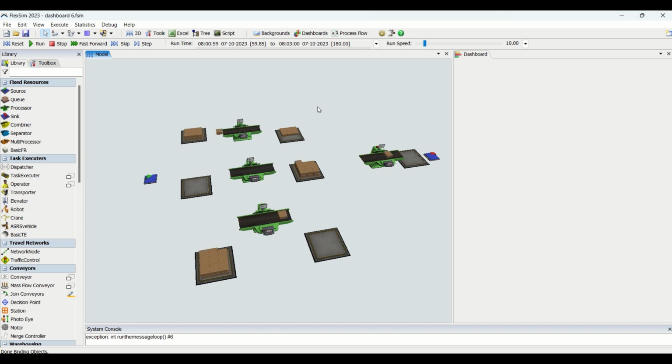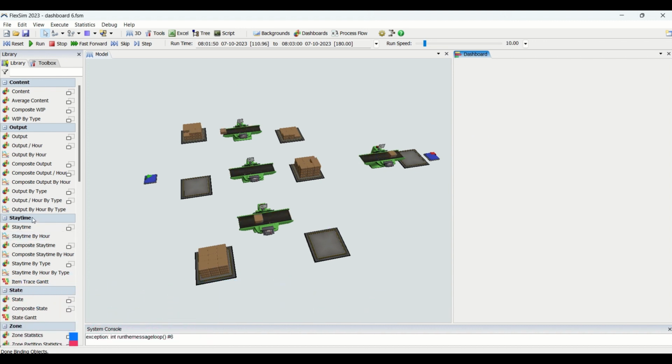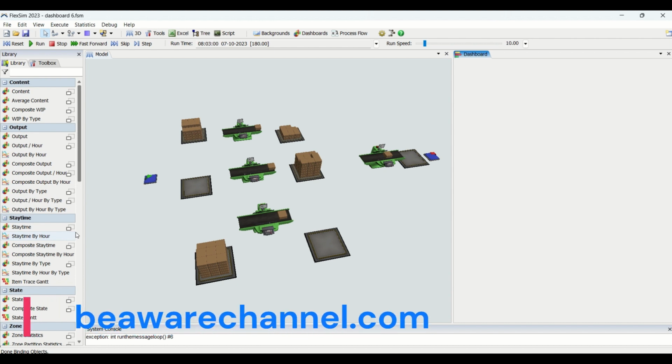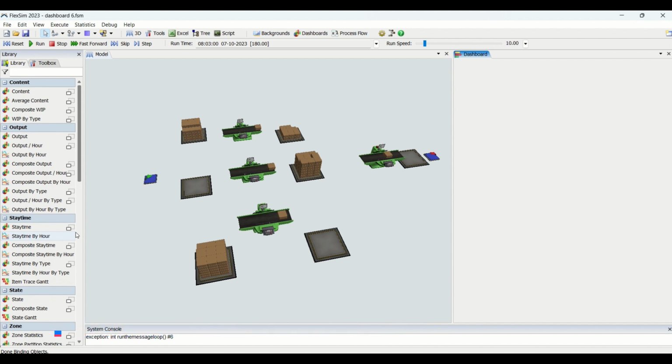In today's video we are going to understand the statistical graphs in Flexsim for stay time. We have already created videos on content creation graphs and graphs related to output analysis. In this video we are going to analyze what stay time graphs are and how we can analyze stay time for a particular buffer. So let us begin today's video on stay time, understanding statistical graphs.